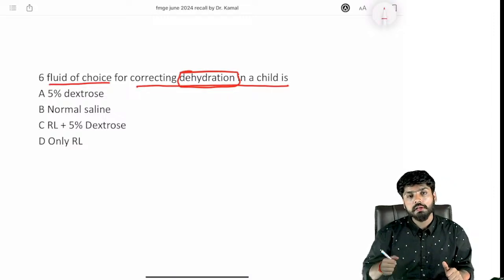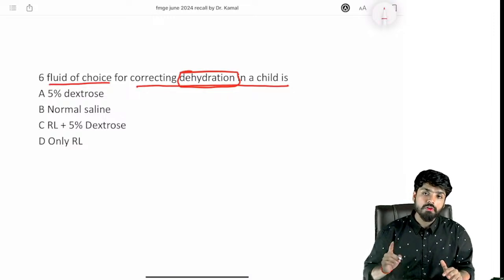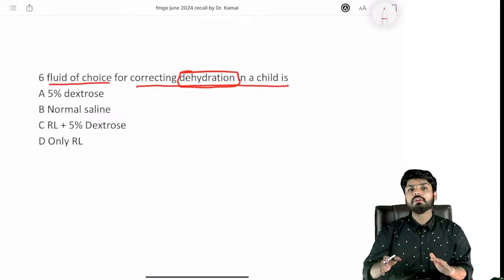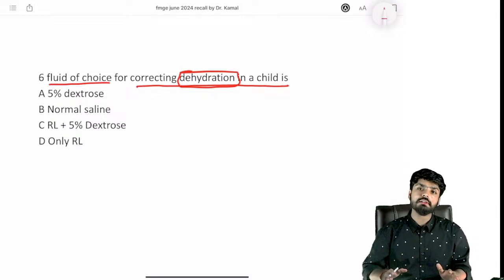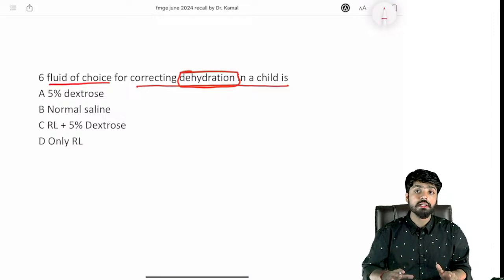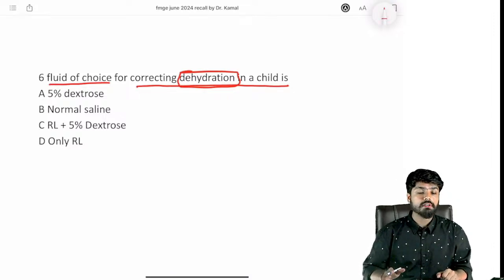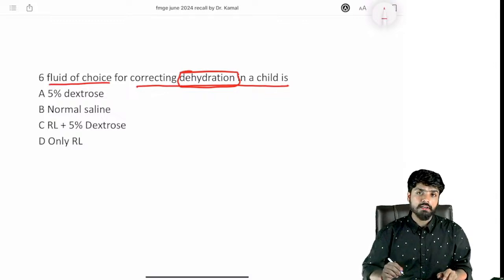But what came to my mind was, if a child is suffering from dehydration, I have to suspect some kind of malnutrition also, some kind of deficiency also in this patient. So I will always add 5% dextrose in a child. You don't need to add 5% dextrose in an adult case because sometimes these adults can have dehydration, but they can also be diabetic in nature. But in case of dehydration, always add 5% dextrose with Ringer lactate.